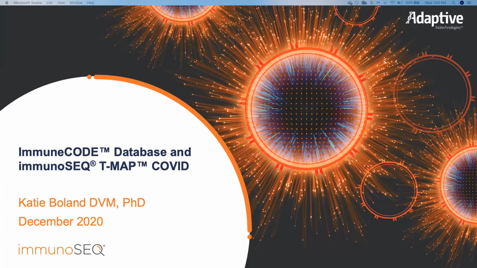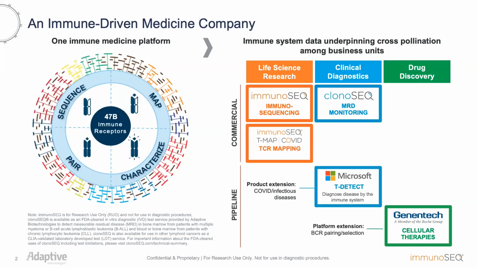It's really a pleasure to be here, and thank you so much for having me to talk about Adaptive Biotechnologies' ImmuneCODE database and the related immunoSEQ T-MAP COVID functionality. Adaptive is a commercial immunosequencing company. We've been providing this service since 2009, and this has developed into a couple different focuses within the company, but today we'll be focusing on the immunoSEQ and our T-MAP COVID.